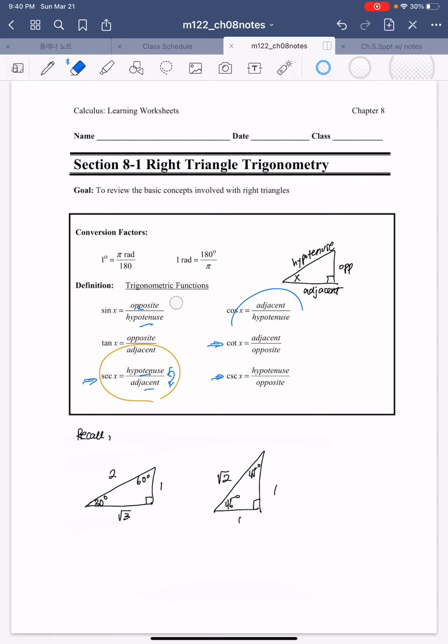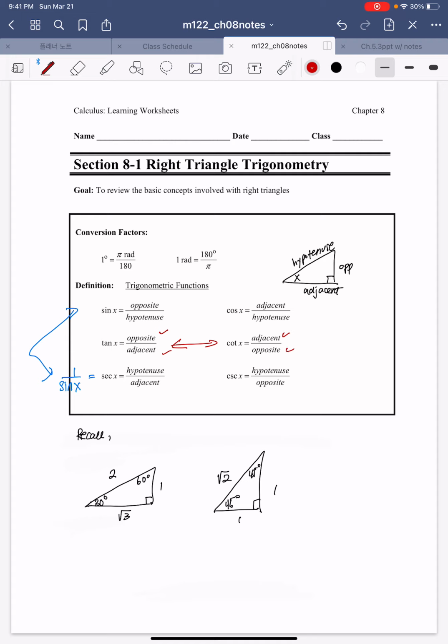So even though you do not have secant on the calculator, you know that this is the same thing as 1 over cosine x. They are reciprocal functions of each other. Tangent and cotangent are reciprocal functions because you see opposite over adjacent and adjacent over opposite. So if you are given a cotangent, you can use 1 over tangent of x on the calculator. The last pair is sine and cosecant, so cosecant is 1 over sine of x.